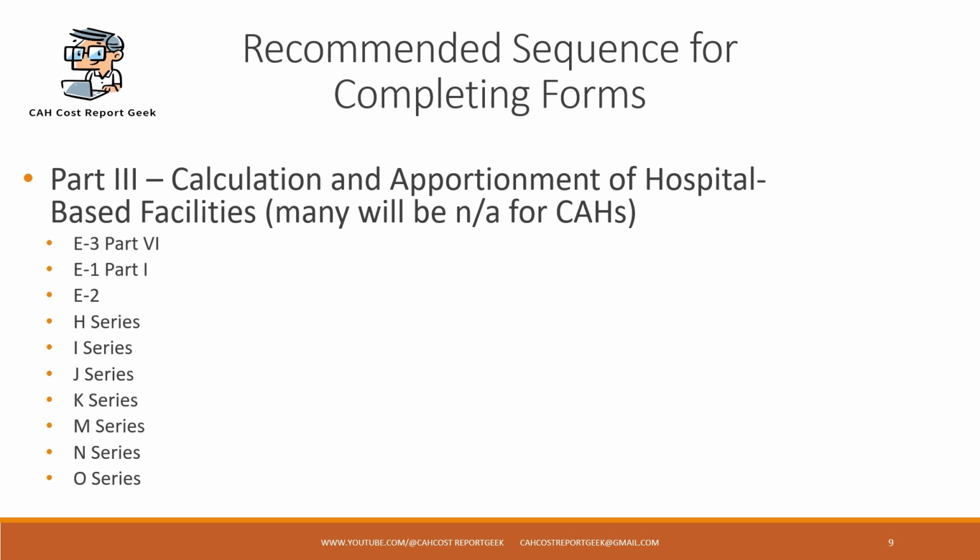Next up is Part 3, Calculation and Apportionment of Hospital-Based Facilities, many of which will be not applicable for CAHs. The order of completion is Worksheet E3, Part 6, E1, Part 1, Worksheet E2, the H Series, I Series, J Series, K Series, M Series, N Series, and lastly the O Series.